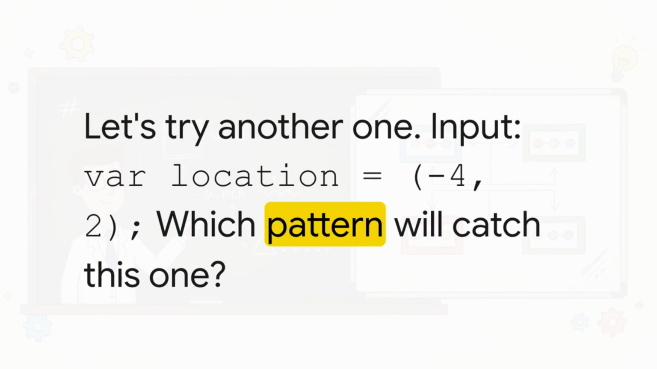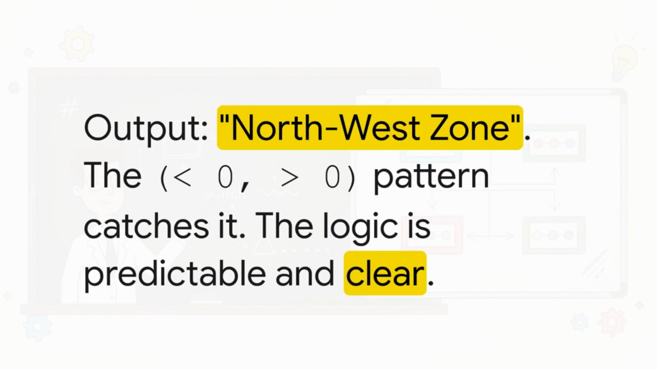Okay, let's fire off another one just to be sure. What about the location -4, 2? And of course, the result is northwest zone. The 0, 0 pattern catches it just as we planned. The logic is just so predictable and easy to trace.